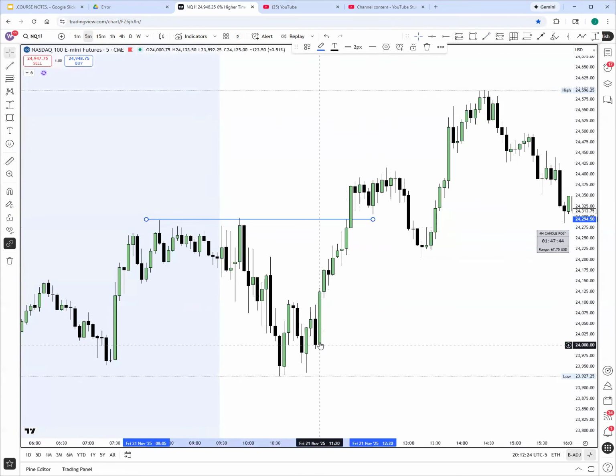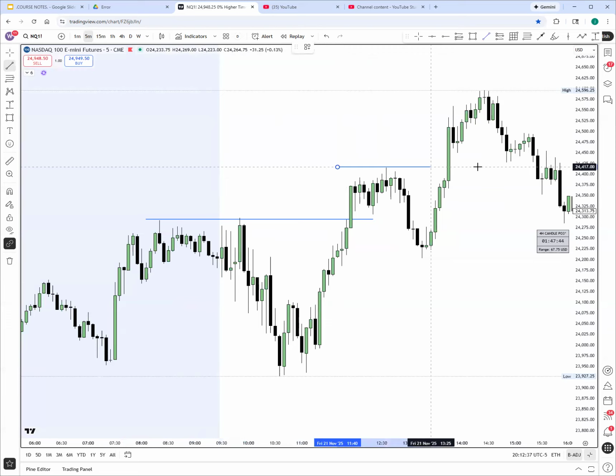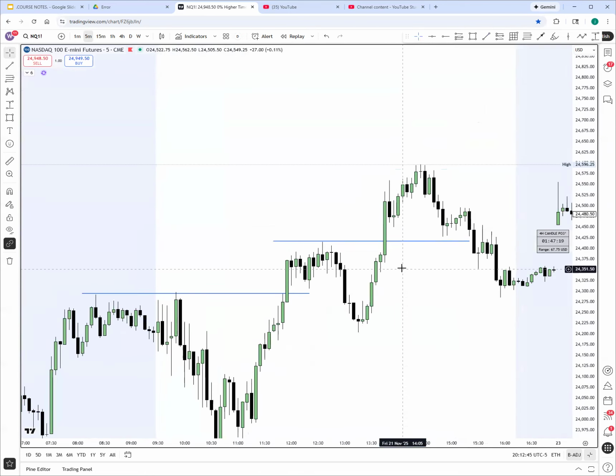This is the area right here where we created displacement and we got that market structure shift here. And then price pulled back. So now we have another area, price pulled back, and then we got another displacement. And once we got that displacement, it's just like the first setup. We displaced, and then what did we do after we displaced? We tapped into this 5-minute gap right here. So it's almost identical to the first setup.